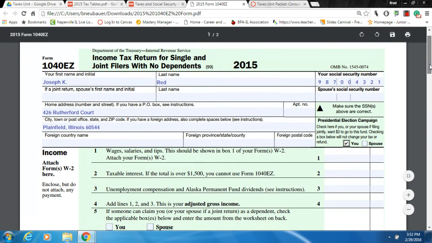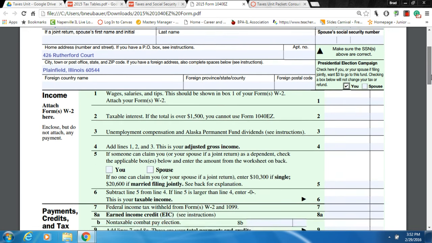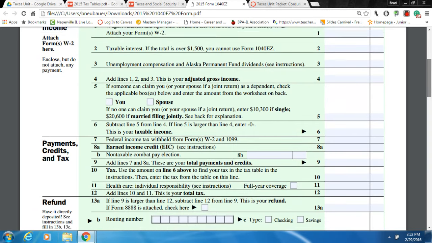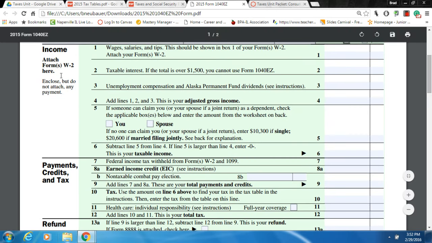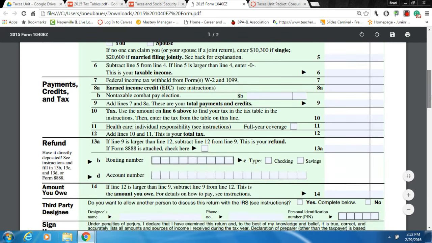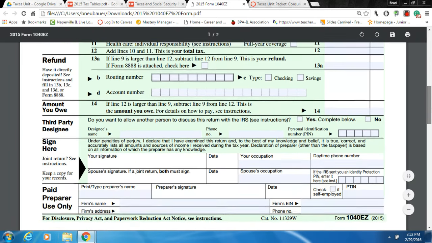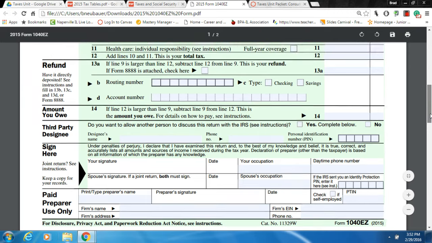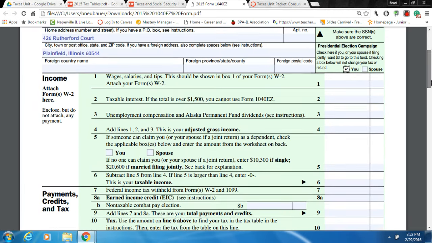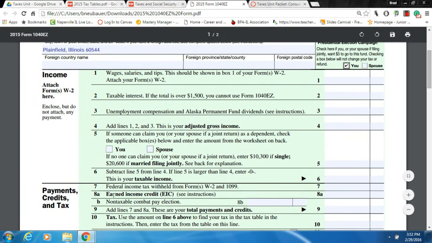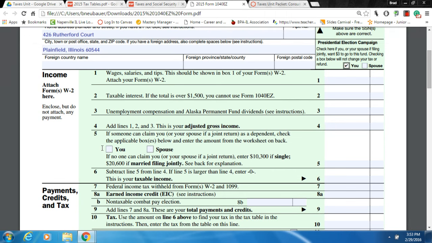Okay. Looking further down on this form, if we scroll down a little bit, you can see it's broken down into a handful of sections. You have this income section, you have this payments, credits, and tax section. You have a refund section, an amount you owe section, and then ultimately the spot where you can sign it. Okay, so this top portion here is where we're going to input all of the income that Joseph K. Redd had for the year.